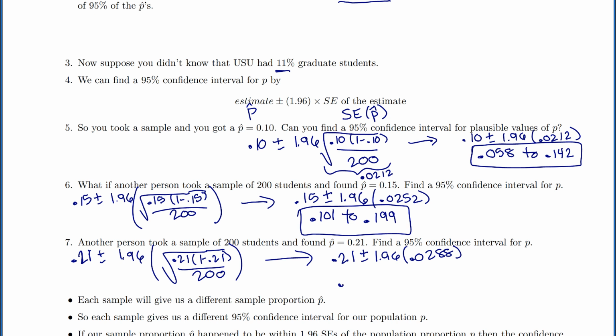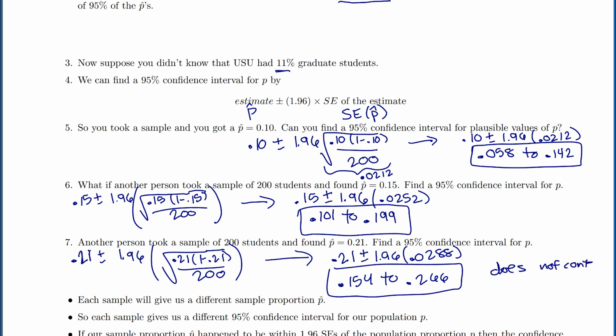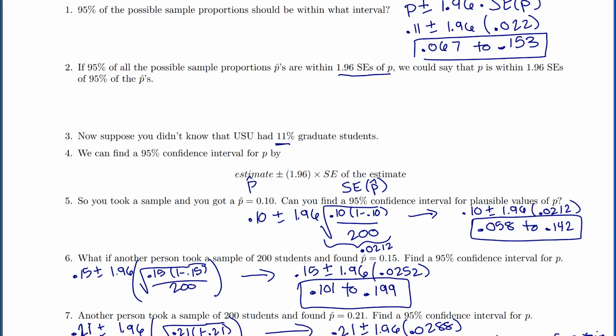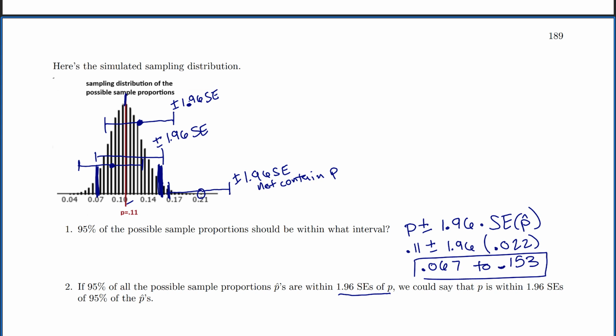So if I do the subtraction, I get 0.154, and if I do the addition, I get 0.266. So here's my 95% confidence interval. Now notice this does not contain my true population proportion of p equals 0.11. So what happened? I picked this value right here of 0.21, and it was so far away from p to start with that the confidence interval doesn't actually contain my true proportion of p.